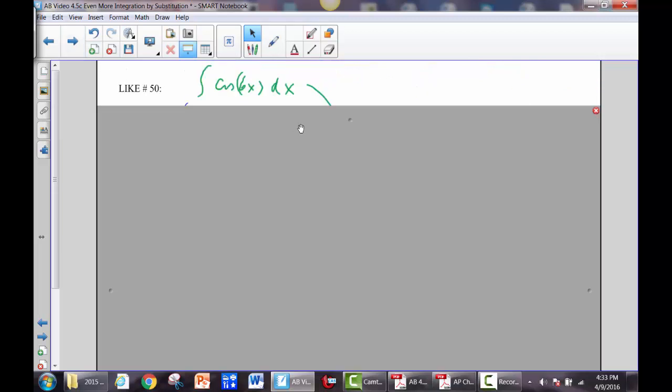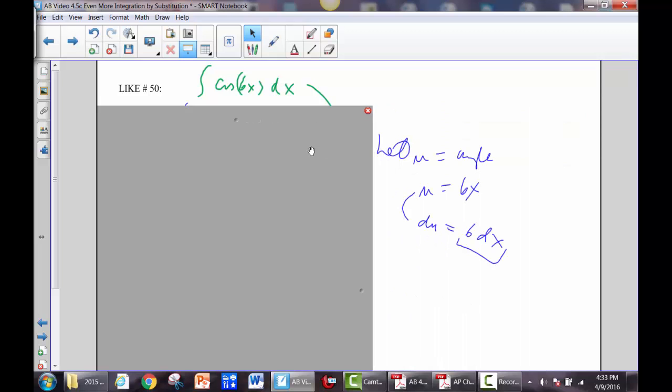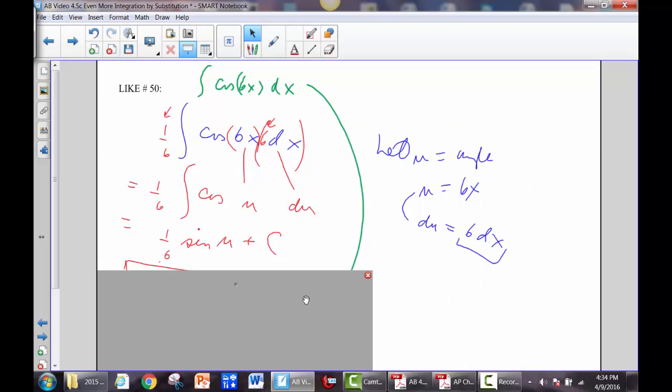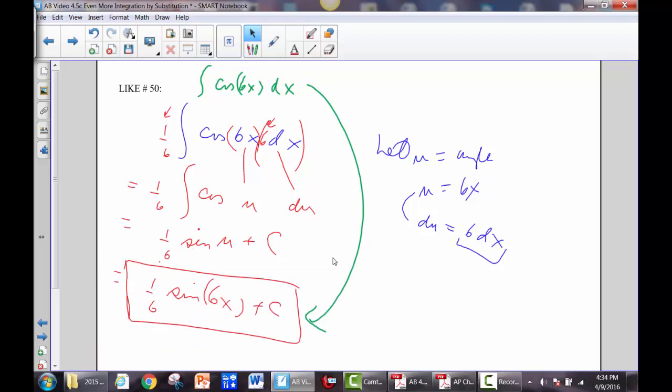Cosine 6x dx, super easy. Of course, you're going to let u equal the angle, which is 6x. The derivative is 6 dx. Introduce the 6, counteract with 1/6, etc.